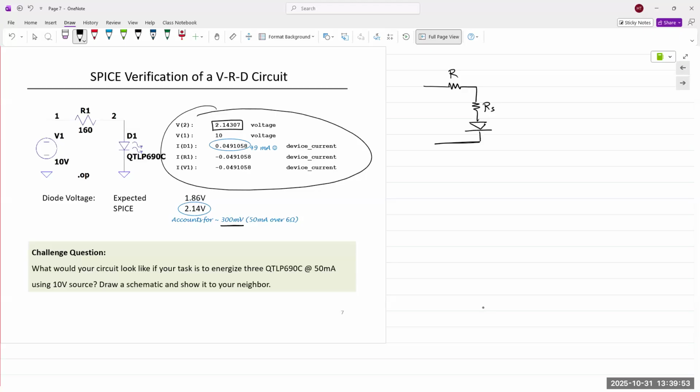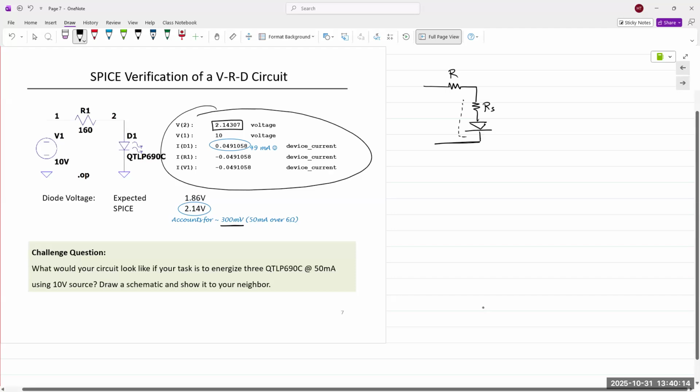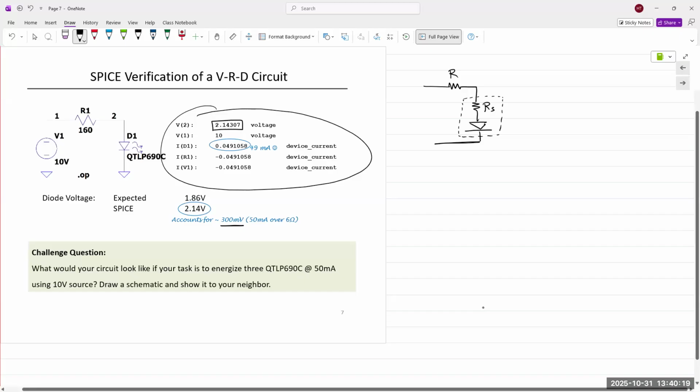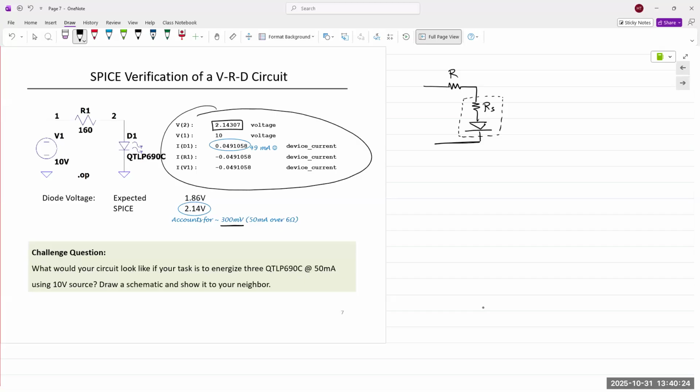Do you have a question? Yes, that is correct. RS is the internal resistance of the diode. It is part of the diode, so physically we cannot separate it out. But electrically speaking, we can draw it as a resistor in series with an ideal diode. All real life devices have this quantity.